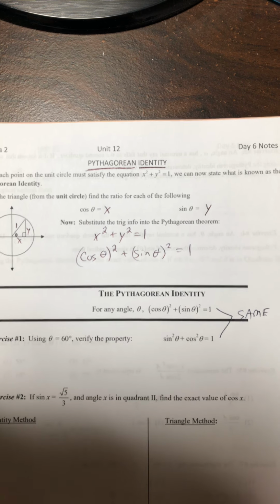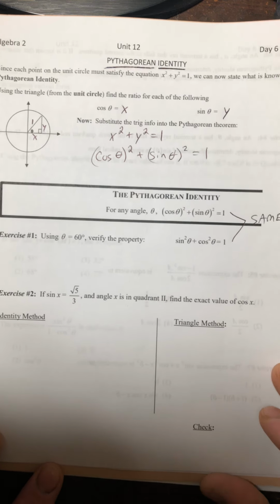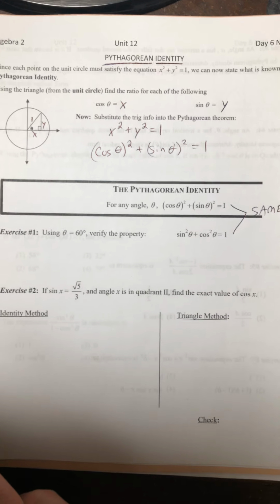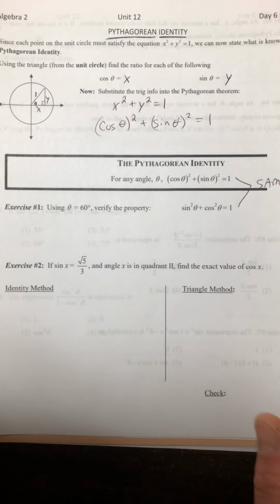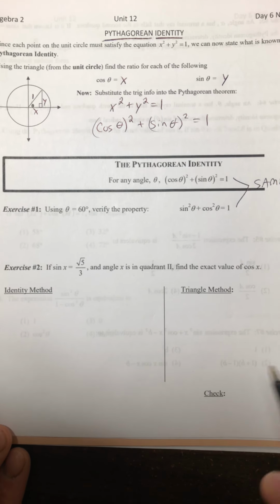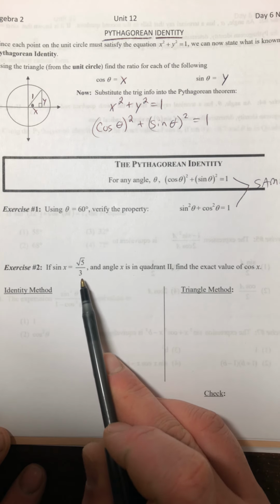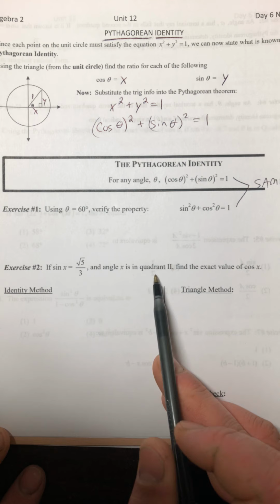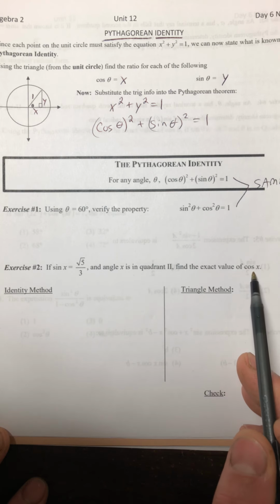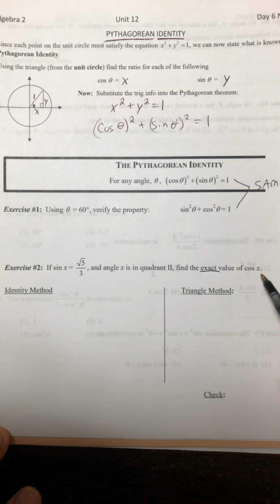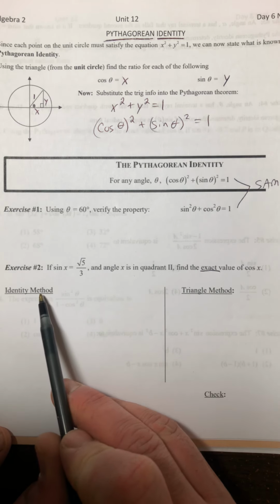Number 2, if you have the notes, this is the most important thing for our whole day 6 probably. You can do the same questions we did in day 5, a different way now essentially. Sine of x is radical 5 over 3. Alright, it's in quadrant 2. Find the exact value of cosine of x. Alright, so exact, no decimals, using x instead of theta, not a big deal. This new method with the identity.